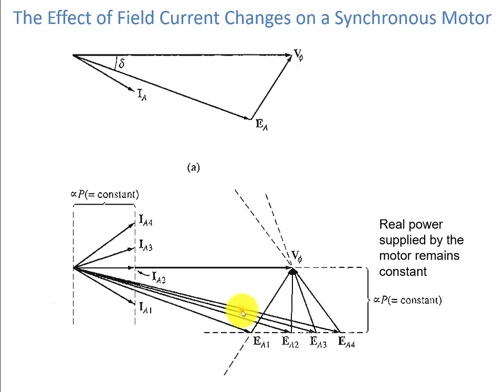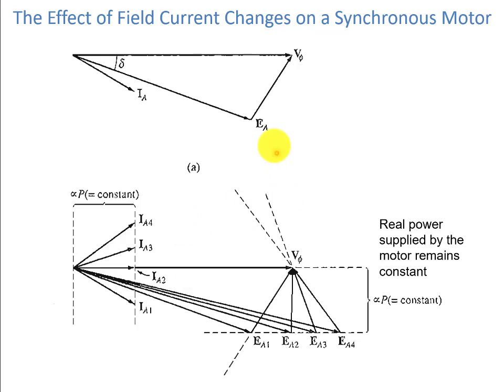So today in this video, we will look at the effect of field current changes on the synchronous motor. As in the previous video, we have seen the effect of load changes on the synchronous motor. So here we have the constant load. We are not changing the load, and real power supplied by the motor remains constant because we are not changing any power, because we are not changing the load.